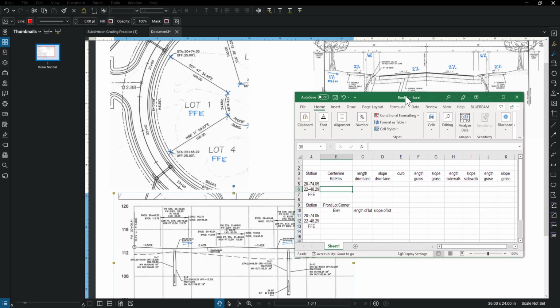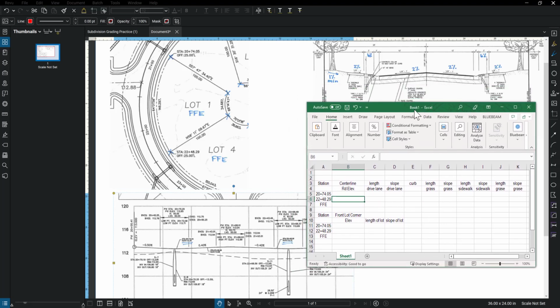So what I've done is I set up a spreadsheet to figure out elevations. So I'm going to look at station 20 plus 74.05. The elevation here is 112.78. So my center line elevation is 112.78. And for station 2248.29, the center line here at this point right here is 112.74.